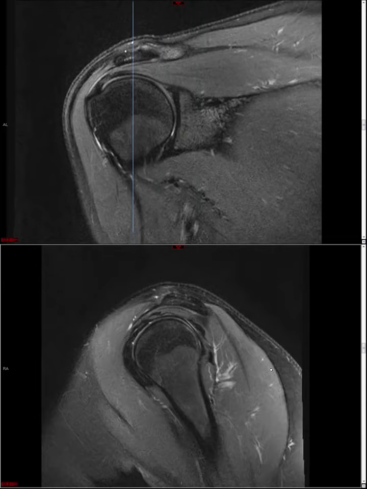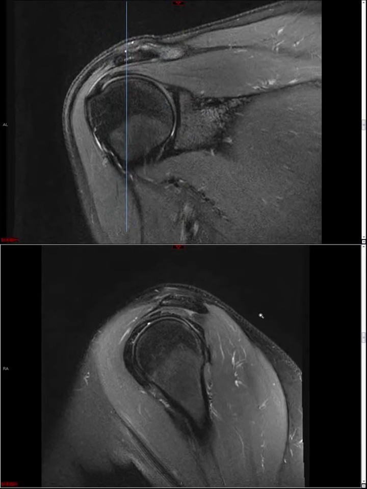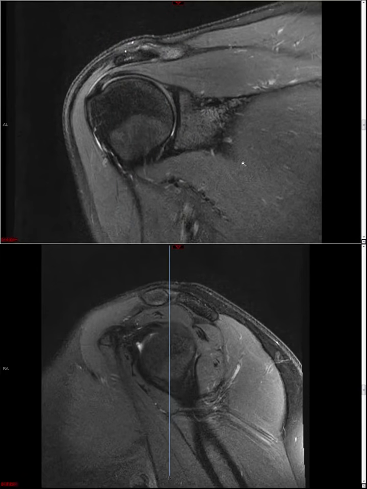Now what if we have a partial thickness tear? So if we have a partial thickness tear, let's just use supraspinatus again as an example, then that actually opens up a whole different menu of questions for you to answer, and of course these should be answered in the report as well. So once again, which tendon?